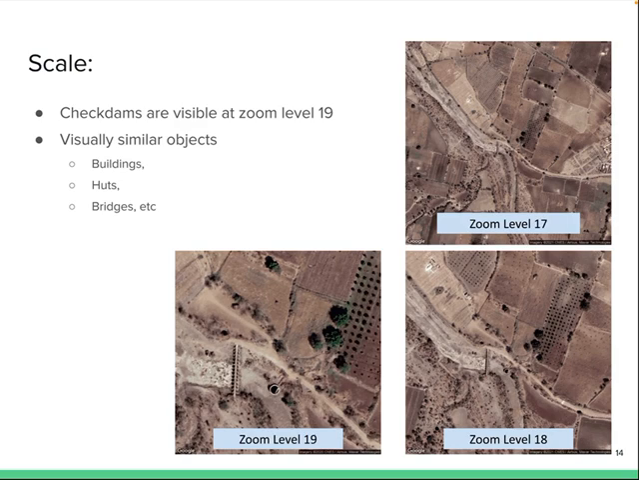These instances are visually similar to other objects like bridges, buildings, and huts in the aerial imagery, which makes manual annotation difficult and the object detection and instance segmentation tasks tougher.